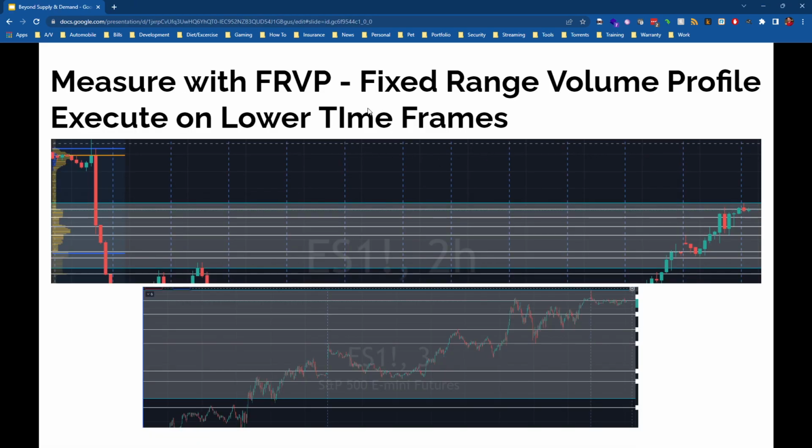You can measure them with fixed range volume profile, and then get support and resistance levels to trade off of. It's just a matter of combining that higher time frame knowledge, that higher time frame structure with lower time frame scalping, which is very important to being a successful trader.